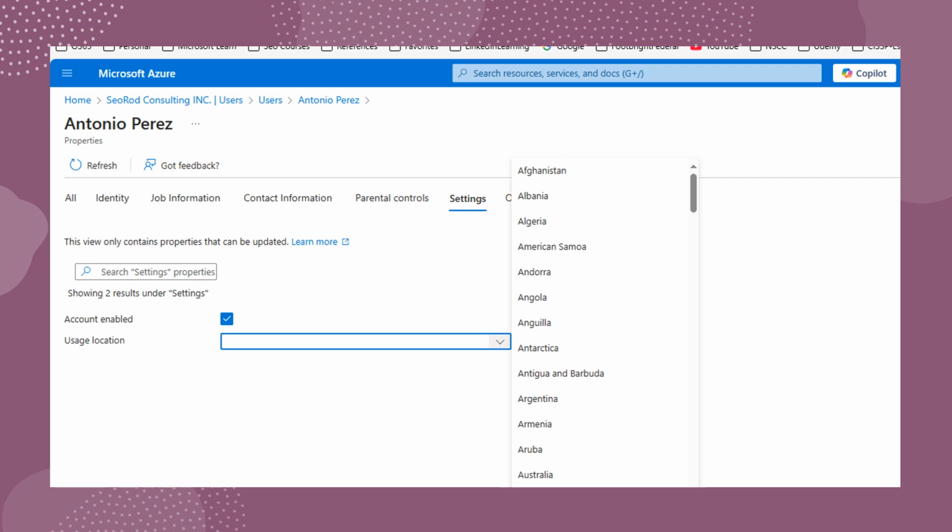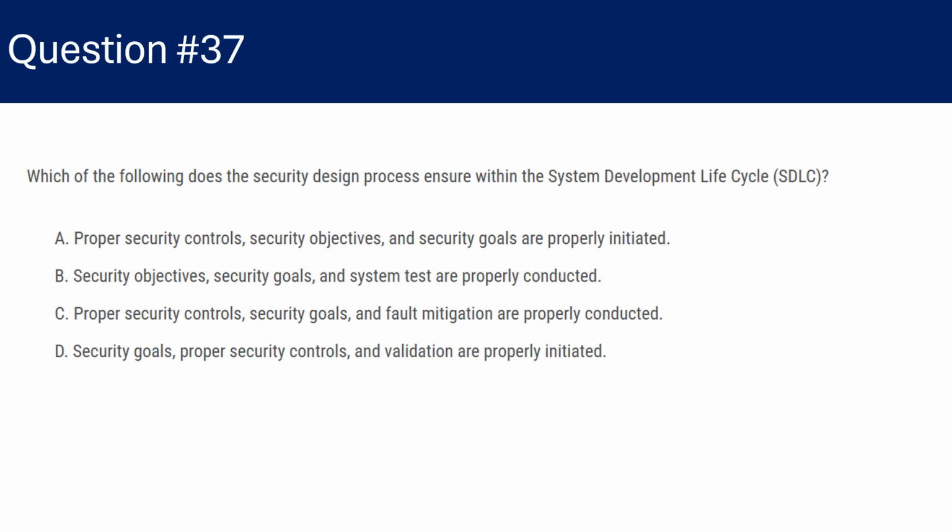Question 37. Which of the following does the security design process ensure within the system development lifecycle SDLC? A. Proper security controls, security objectives, and security goals are properly initiated. B. Security objectives, security goals, and system tests are properly conducted. C. Proper security controls, security goals, and fault mitigation are properly conducted. Or D. Security goals, proper security controls, and validation are properly initiated.